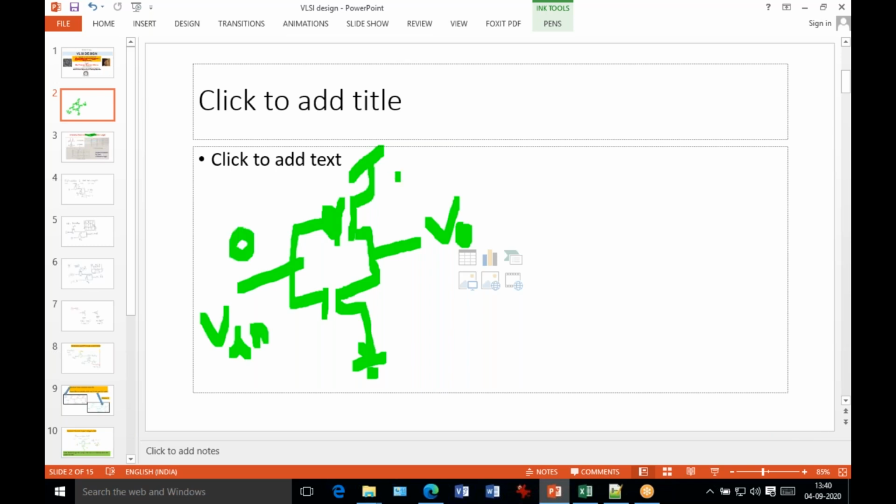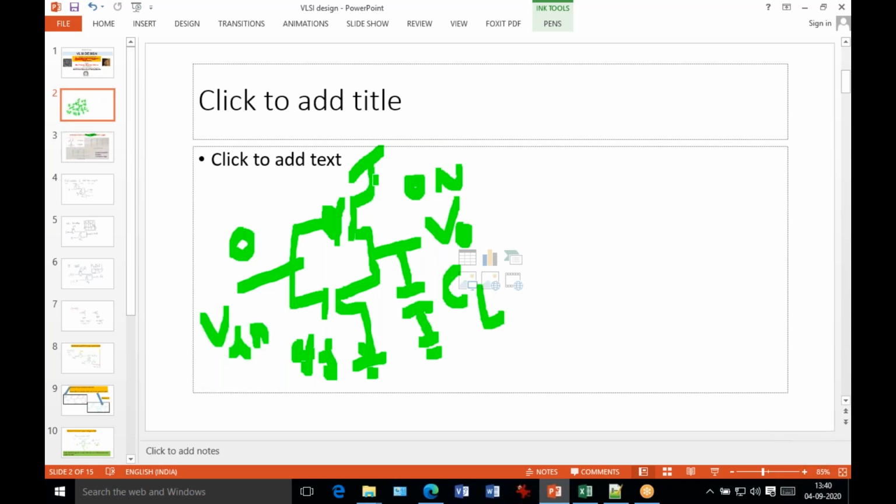If you apply the input logic 0, what is the meaning here? This is a load capacitor. If you apply input logic 0, your PMOS is on. In this case, the NMOS transistor is off, because the logic signal on the gate terminal is 0 volt. So your NMOS transistor is not on, but your PMOS transistor is on.